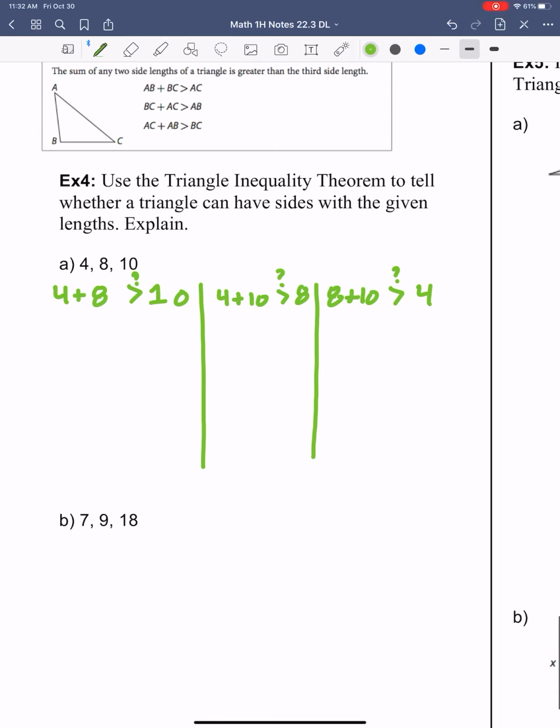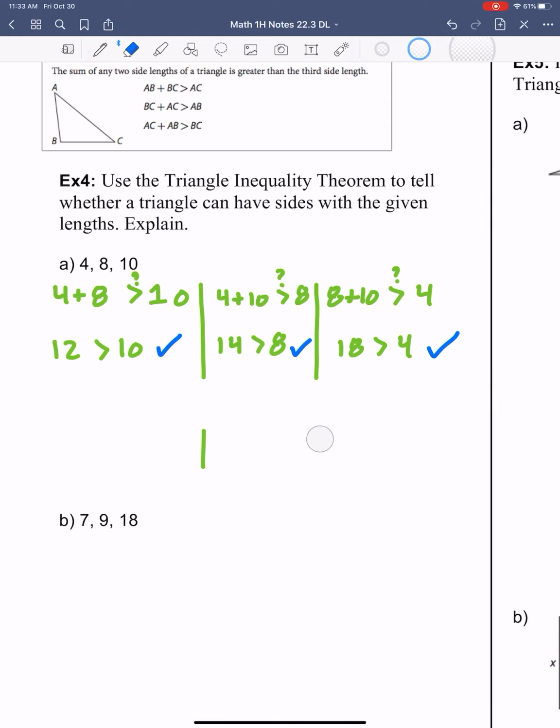This gives me 12 is greater than 10, and that's a check mark. Then here we've got 14 is greater than 8, and that's true as well, so that's a check mark. And then we go to 18 is greater than 4, right? That's a true statement as well. So this one checks out. This one would be a triangle. These three sides would be able to create a triangle because it satisfies the triangle inequality theorem.